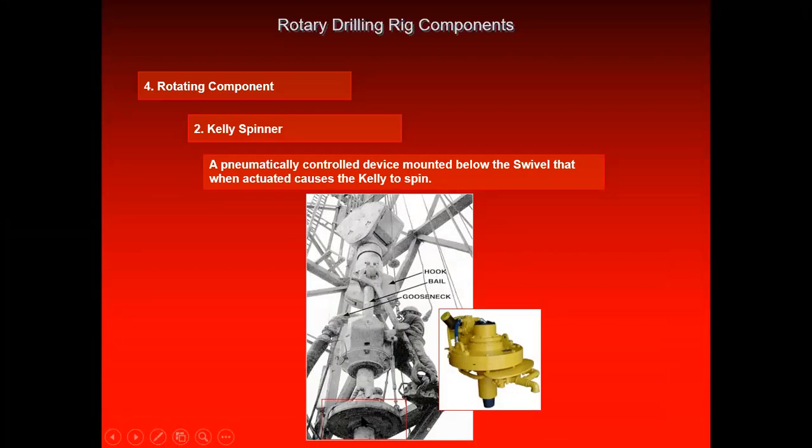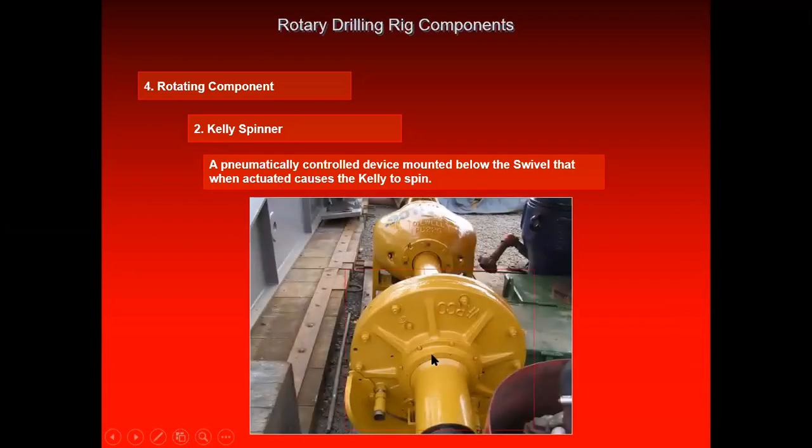Drill string is moved here from here. This Kelly is actually a pipe, but it's not the round, circular pipe. It's a rectangular pipe, or you can say a perfect square pipe. The purpose is so that we can do the rotation here. Here it is, the Kelly spinner. So we call it a Kelly spinner here.